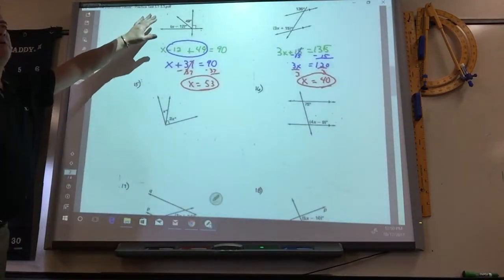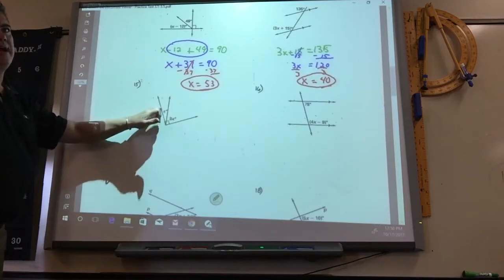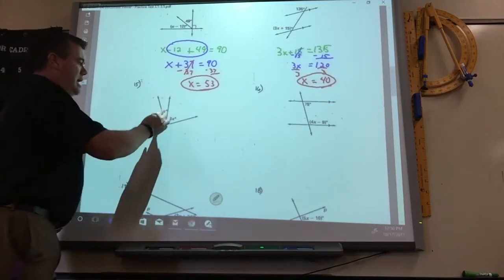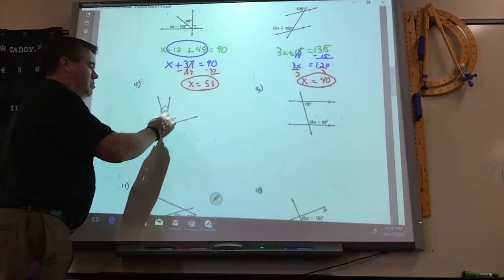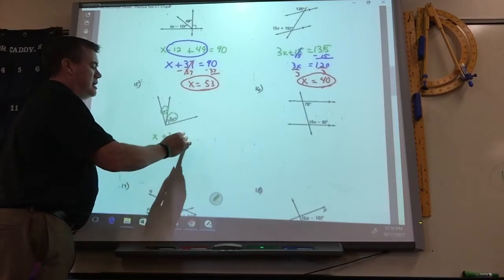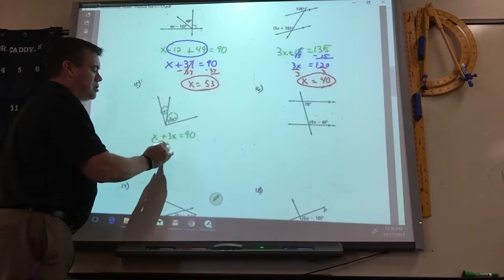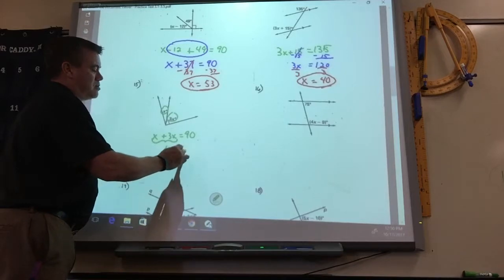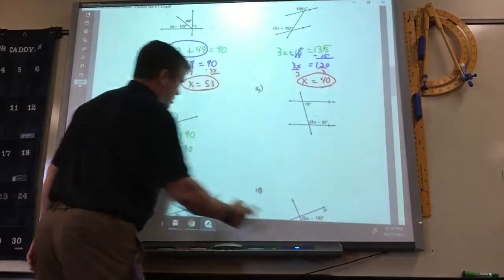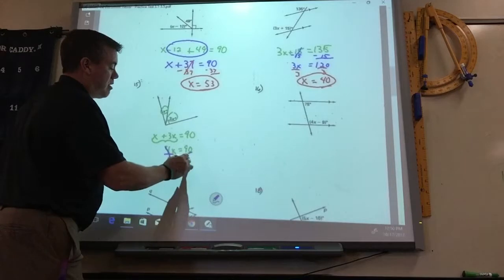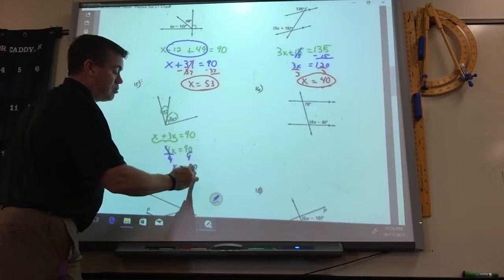15 is just like the one above it. These two angles together add up to 90. X plus 3x equals 90. So that just makes 4 x's equals 90. So you divide by 4, 22.5.